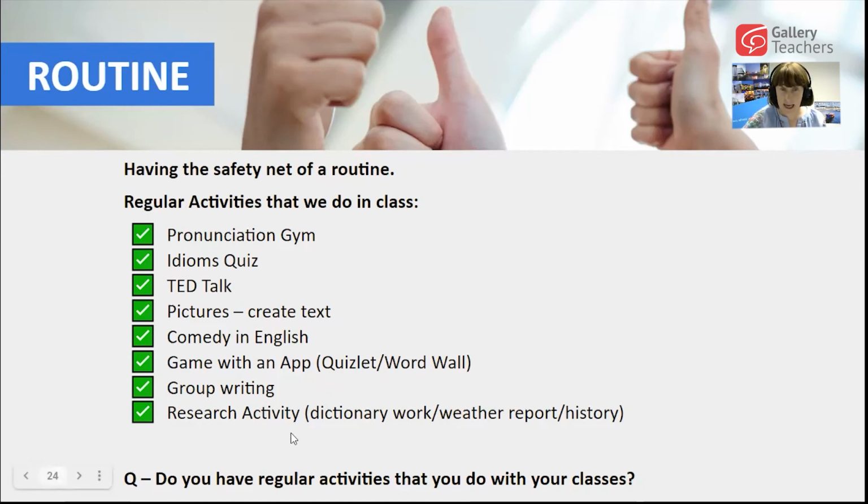Research activities are also something that's excellent in this environment, and there's so many possibilities to use online dictionaries about the weather, up-to-date weather reports, research history stories. The possibilities are endless. And I'd like to ask if you have regular activities that you do with your classes.